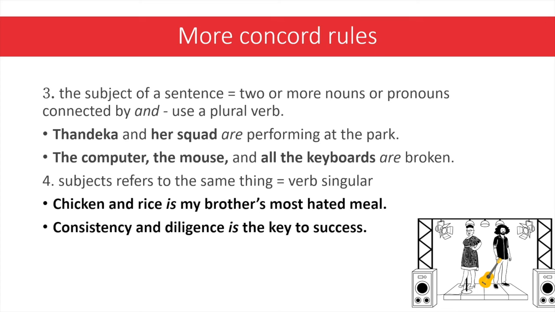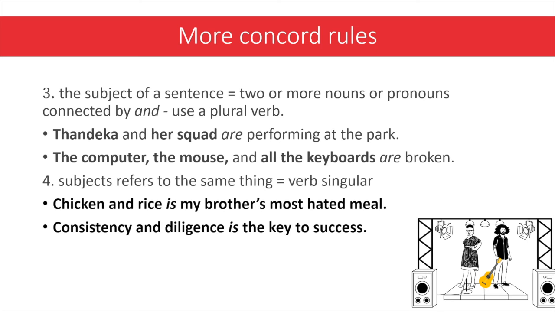The computer, the mouse, and all the keyboards are broken. As soon as we use that and to join a list, it becomes a plural. However, if the compound subject refers to the same thing, then the verb will be singular. For example, chicken and rice, one dish, right, is my brother's most hated meal. Consistency and diligence, right, more or less the same thing, is the key to success. I could replace that with it is my brother's most hated meal. It is the key to success.